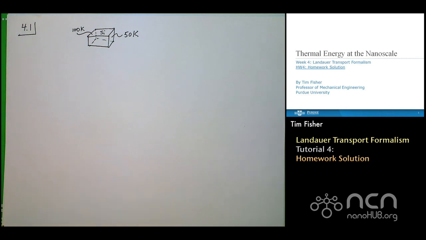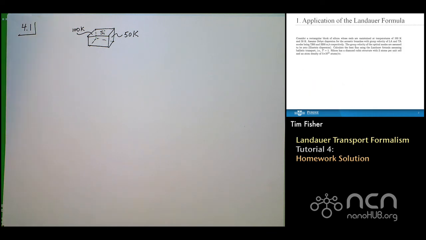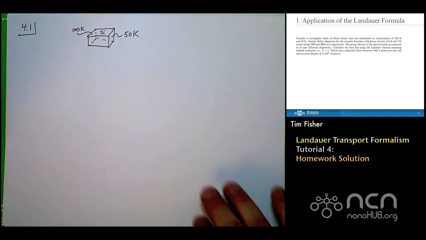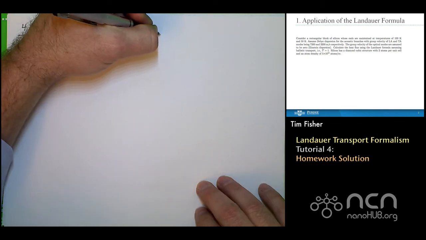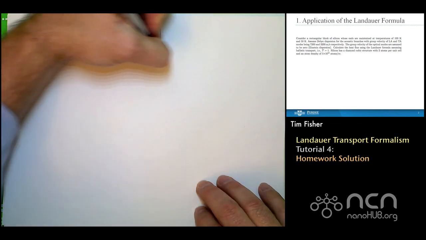All right, in this problem we are asked to calculate the ballistic conductance of a block of silicon, and this silicon has its temperatures at either end maintained at 100 Kelvin on one side and 50 Kelvin on the other. We are told that we can use Debye dispersion relations for the acoustic modes, and there are two of those.